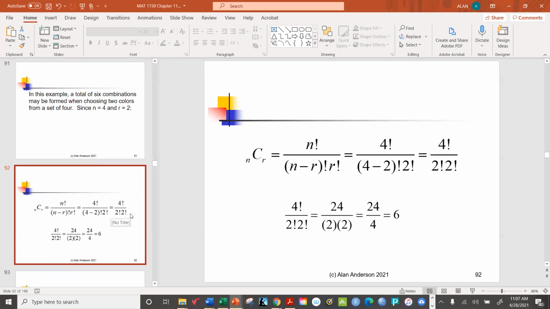And so when we plug in all of our numbers, remember n is 4, r is 2, we end up with this right here. Now we can replace these very simply with the definitions of 4 factorial and 2 factorial. And you can see it reduces very nicely to 6, which is exactly what we had before.